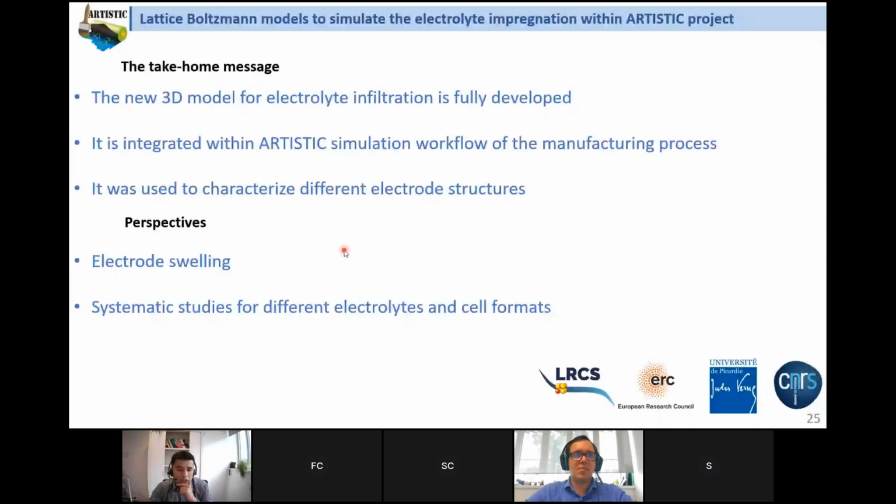Also, we are doing a systematic study for different electrolytes and cell formats to understand what kind of cell format is better for the electrolyte infiltration step in certain conditions. And we are scanning different electrolytes with different parameters to optimize or to understand which electrolytes take how long for penetration.